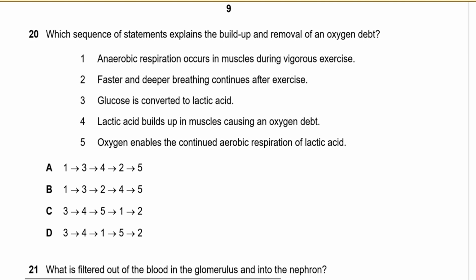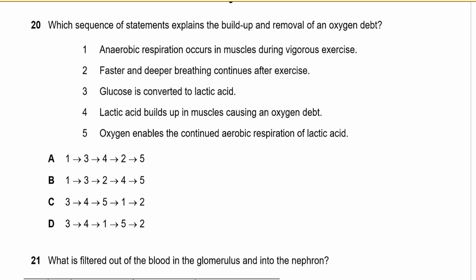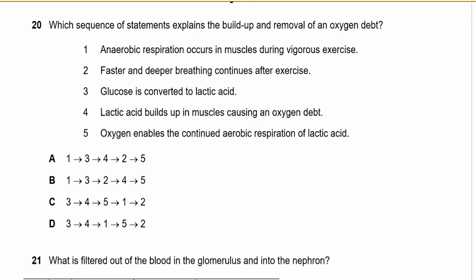Number 20 says, which sequence of statements explains the build-up and removal of oxygen debt? So we have the statements over here. Anaerobic respiration occurs in muscles during vigorous exercise. Faster and deeper breathing continues after exercise. Glucose is converted into lactic acid. Lactic acid builds up in muscles, causing an oxygen debt. Oxygen enables the continued aerobic respiration of lactic acid.